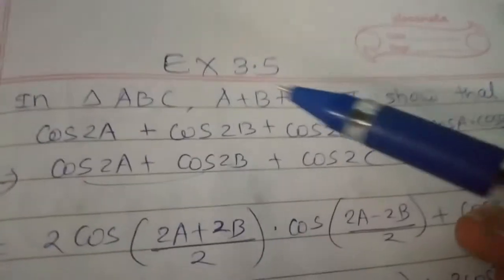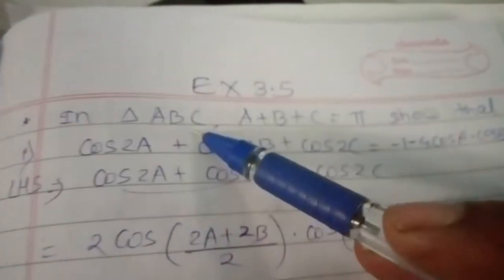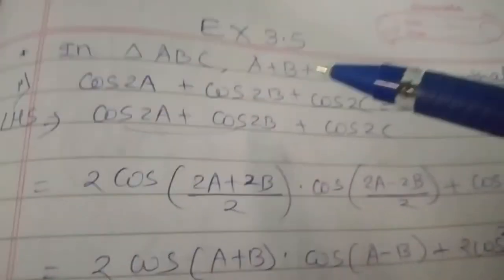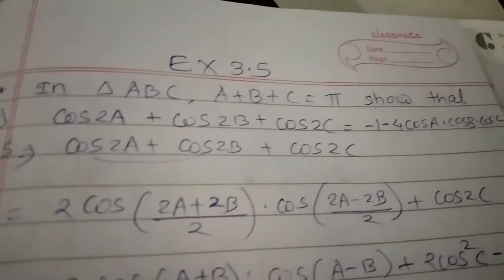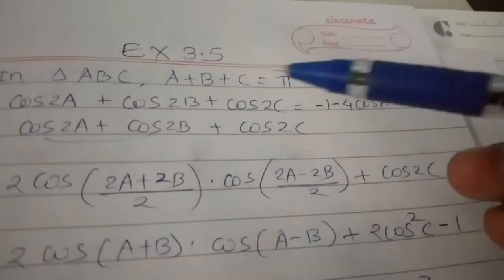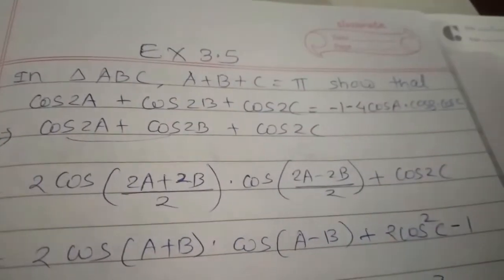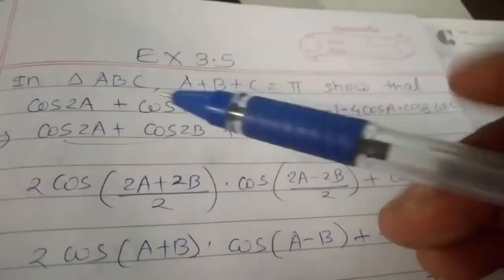So we start with the exercise. So exercise 3.5, the example is: in triangle ABC, A + B + C = π, that is 180. Then show that. So these are the examples of 'show that'. That means you are given the LHS as well as the RHS. So we have to solve the LHS and find out the RHS, or you can solve the RHS and find out the answer of the LHS.